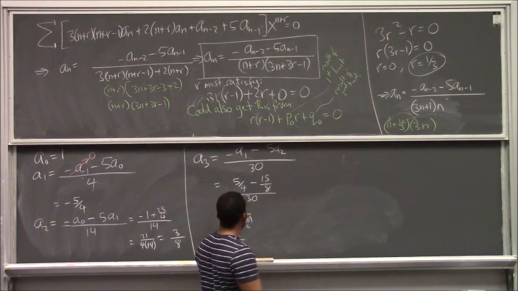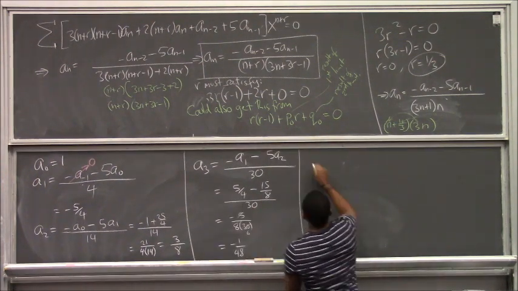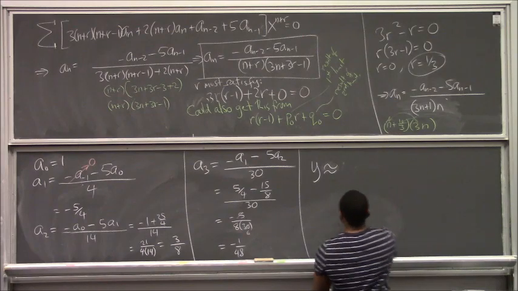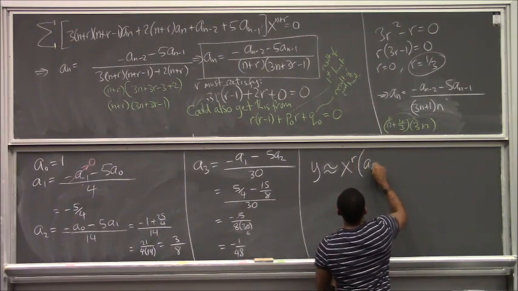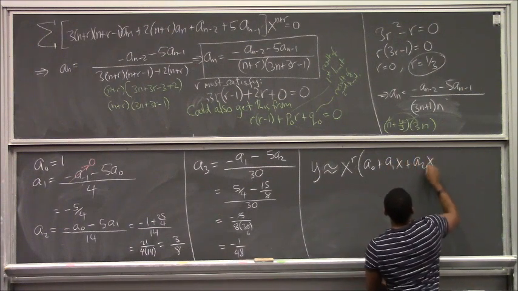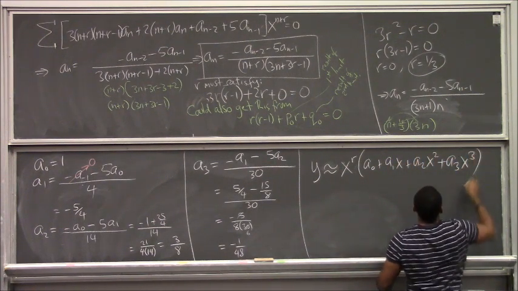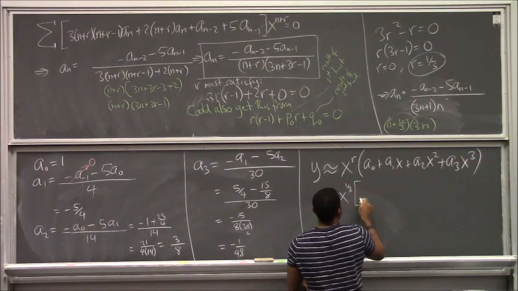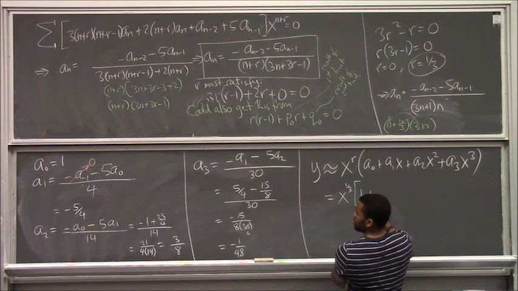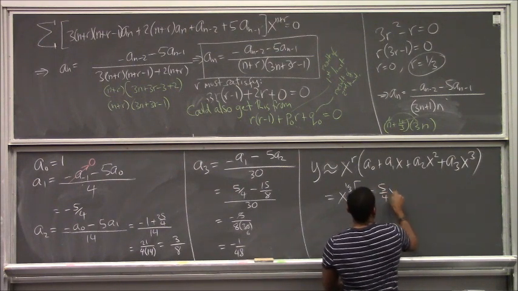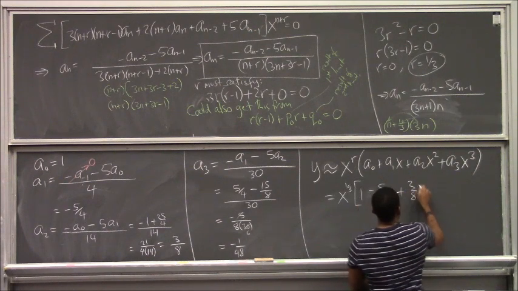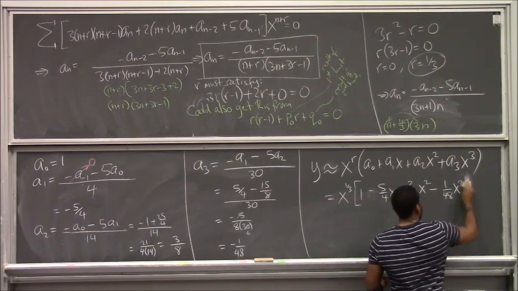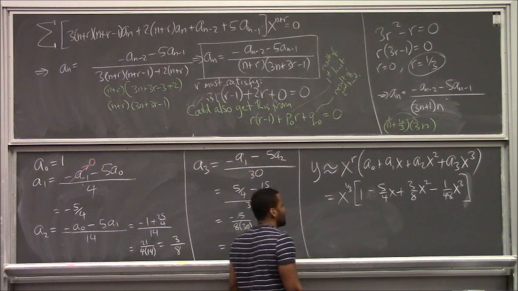So, that's basically it. So, our y is going to be, I'm approximating it with the first four terms. So it's going to look like x to the r times a0 plus a1x plus a2x squared plus a3x cubed. Our r was a third. And so that's going to be 1 plus minus 5 over 4x plus 3 over 8x squared minus 1 over 48x cubed. And that'll give me four terms. So that's our approximation.